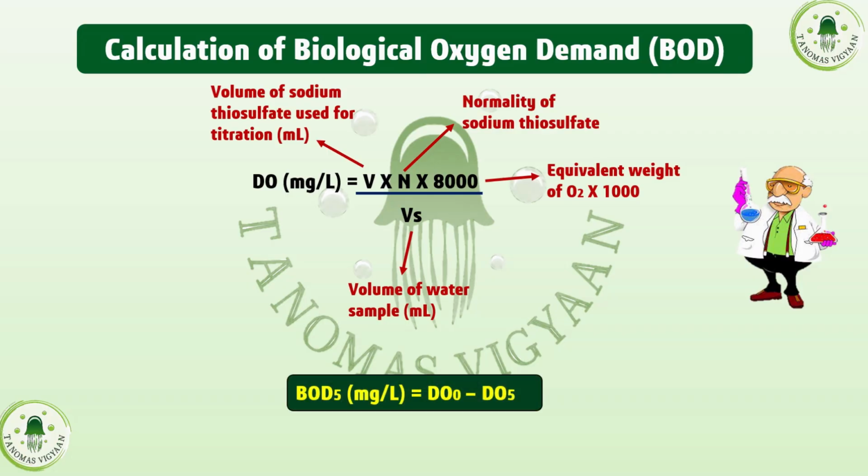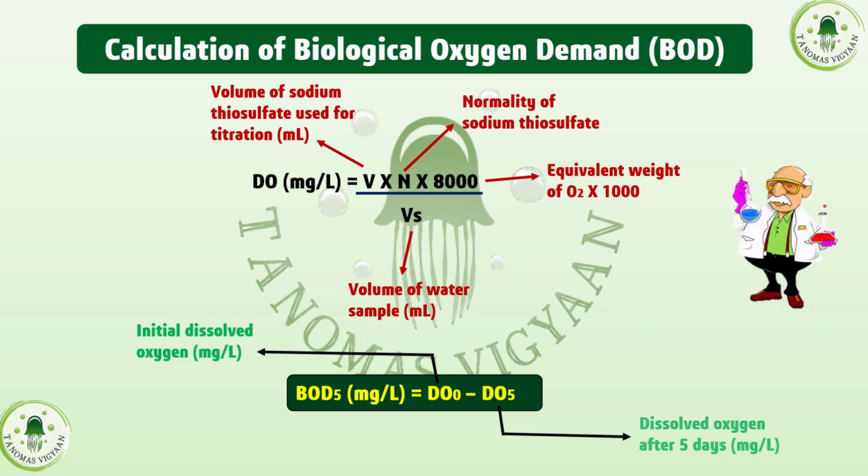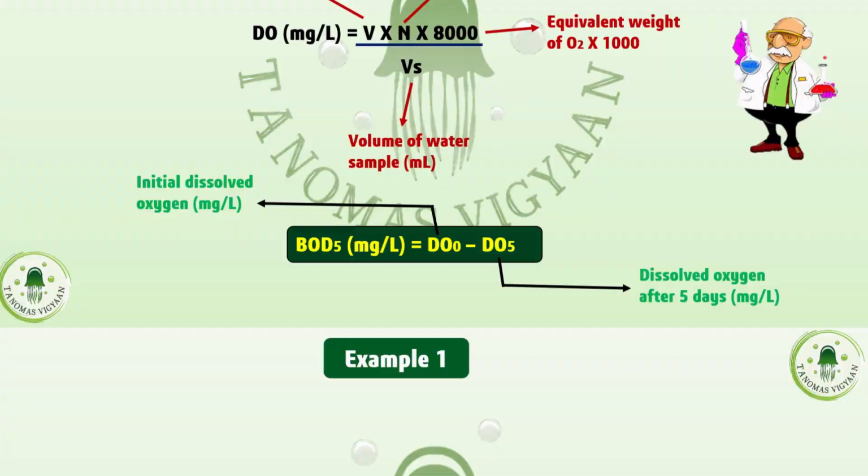Now, since BOD is done for 5 days, the BOD will become BOD5 equals DO0 minus DO5. What is DO0? DO0 is the initial dissolved oxygen, the dissolved oxygen which you measure at day 0 before putting it for incubation. What is DO5? This is the dissolved oxygen after 5 days of incubation. Clear? So you will subtract the final dissolved oxygen after 5 days of incubation from the initial dissolved oxygen.